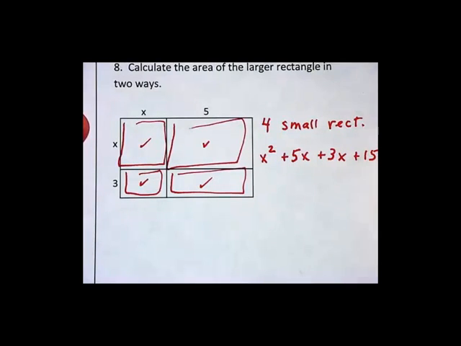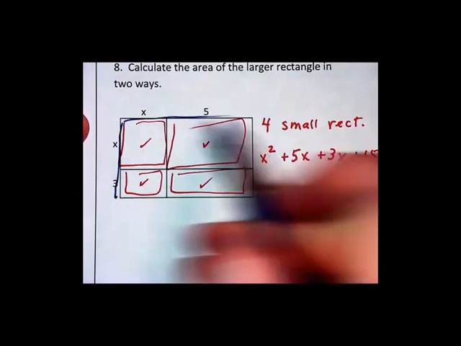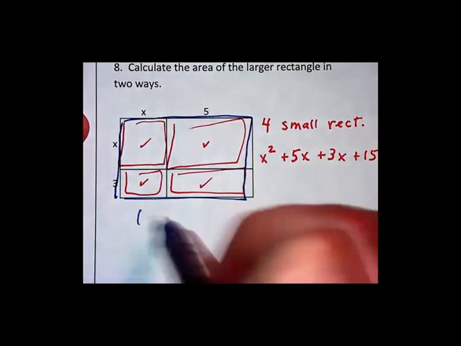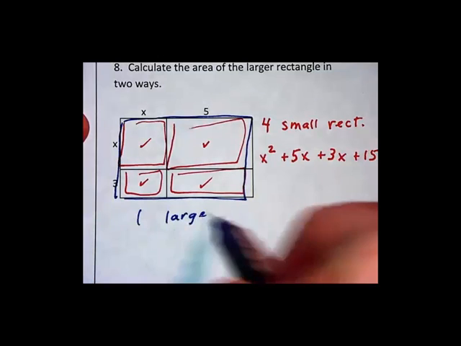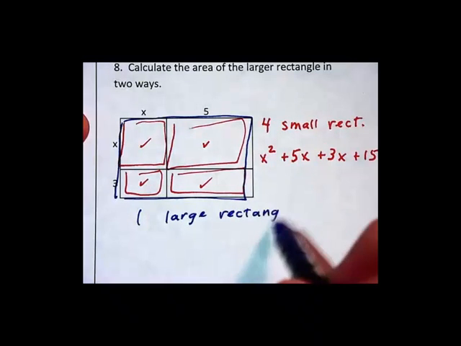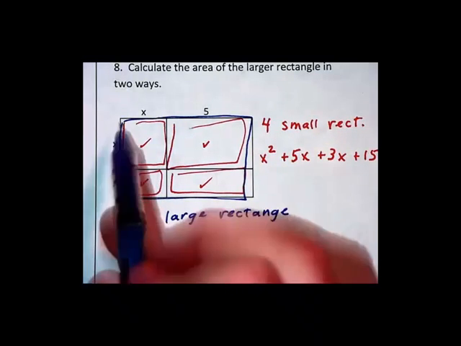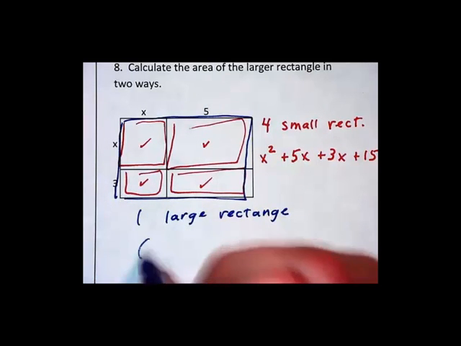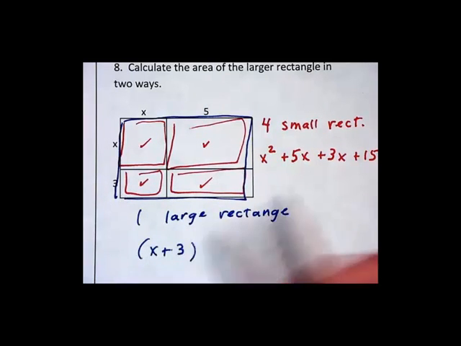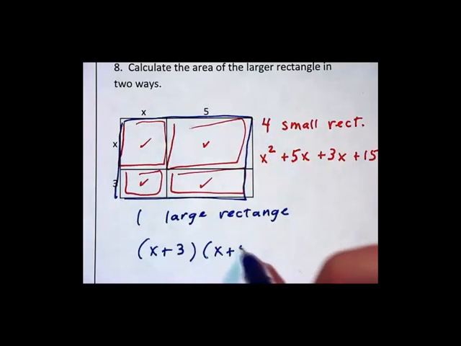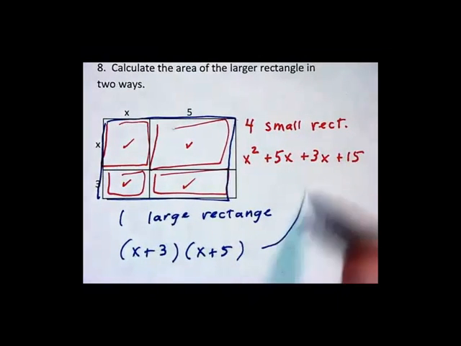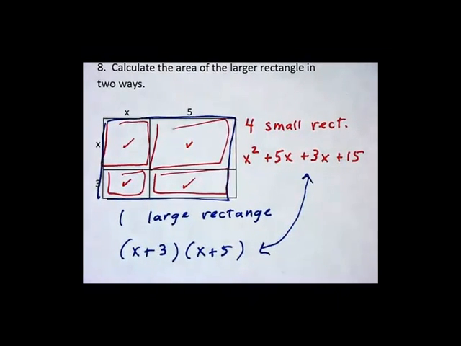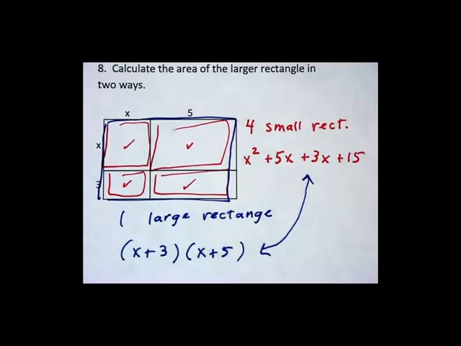Now, if we were to view this as one large rectangle, then the height is x plus 3 going along the sides, and across the top you have x plus 5. And so the comment we want to make here is how these two are both equal. Viewed in a different way, you have kind of a geometrical way of describing this area.